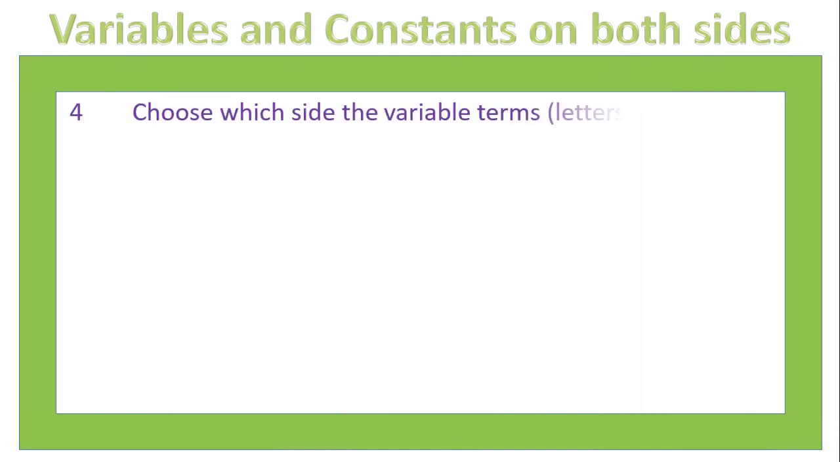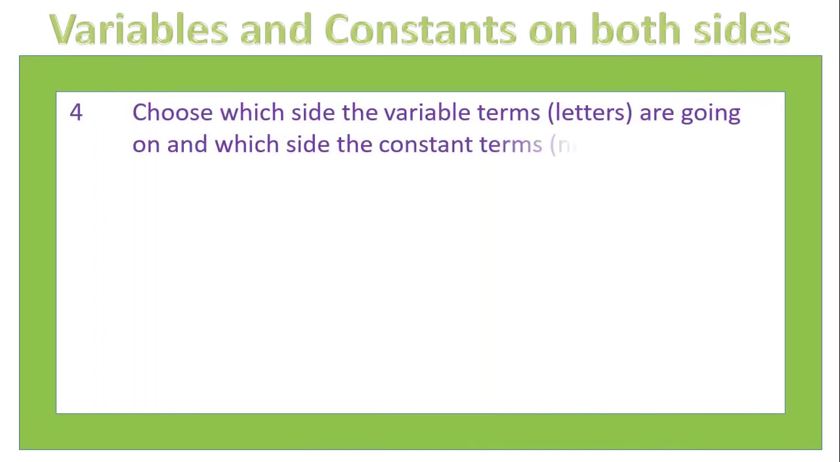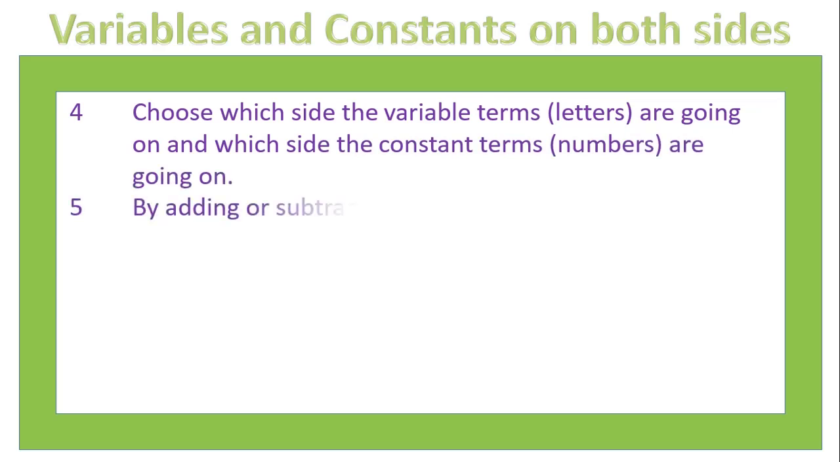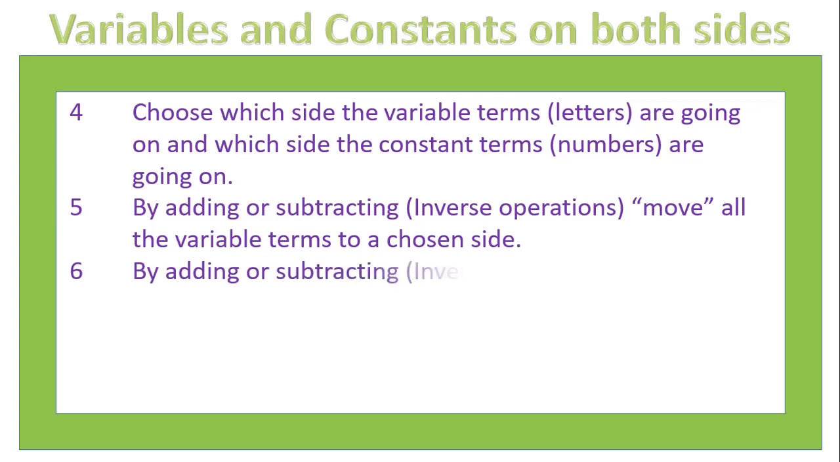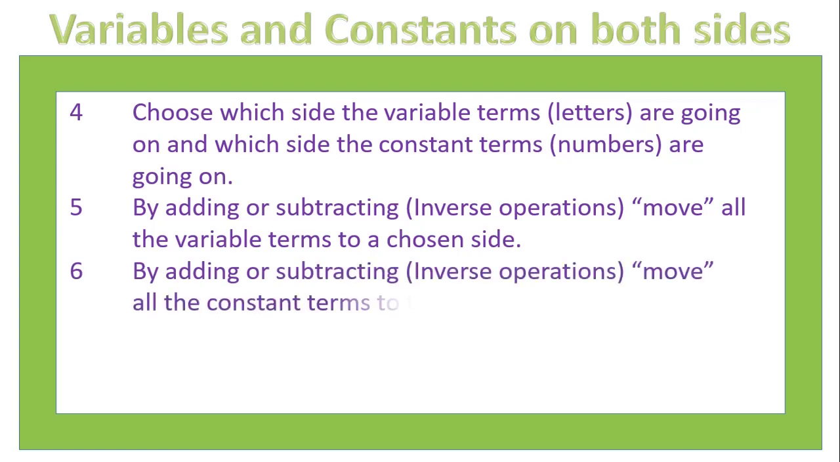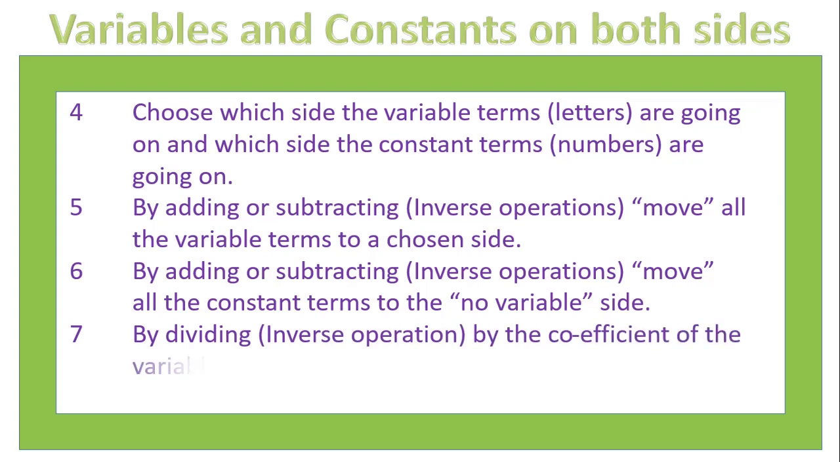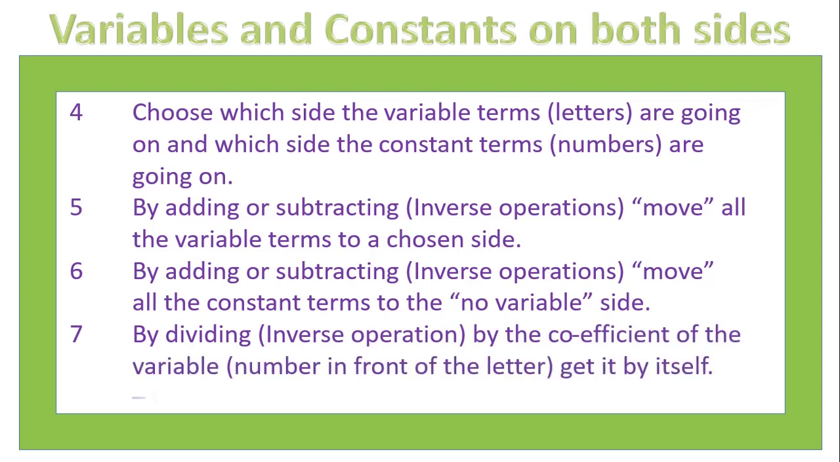Step 4. Choose which side the variable terms are going and on which side the constant terms are going on. Step 5. By adding or subtracting, which is inverse operations, move all the variable terms to a chosen side. That's from step 4. Step 6. By adding or subtracting, inverse operations again, move all the constant terms to the no variable side. And lastly, step 7, by dividing, which is also inverse operations, by the coefficient of the variable, get it by itself. This means that the equation is now solved.